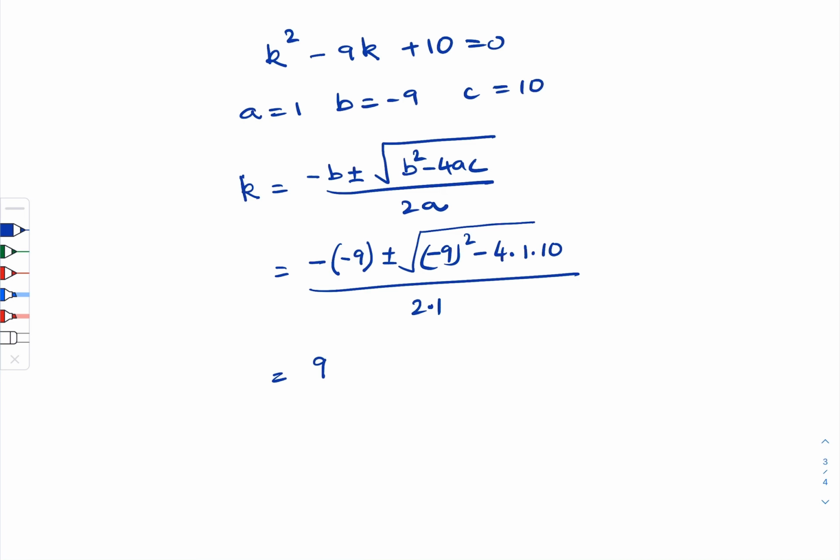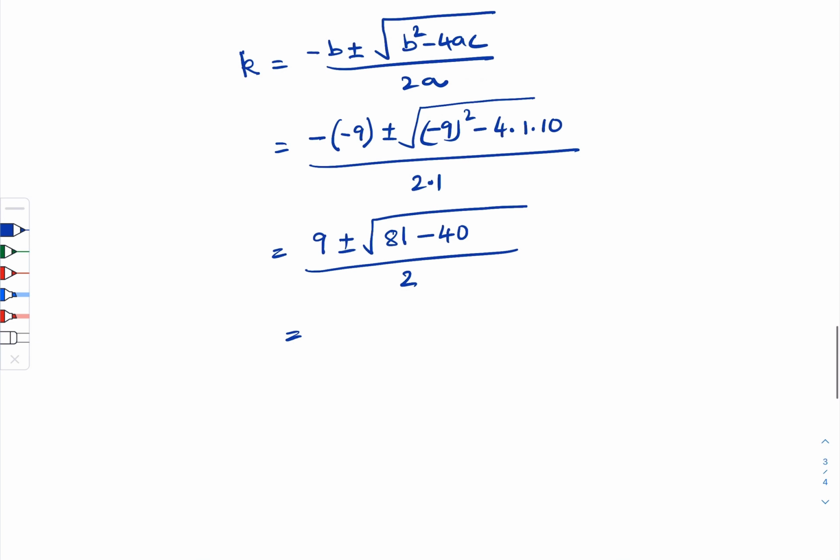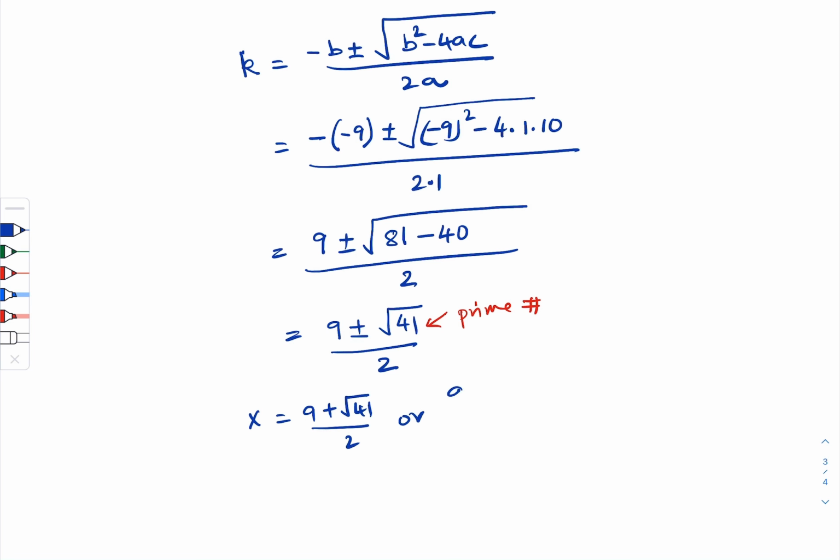That is equal to 9 plus minus square root of 81 minus 40 over 2, which is equal to 9 plus minus square root of 41 over 2. Well, now 41 is a prime number, so not much we can do out there. So you can either leave this as your solution, or you can write k is equal to 9 plus square root of 41 over 2, or 9 minus square root of 41 over 2.